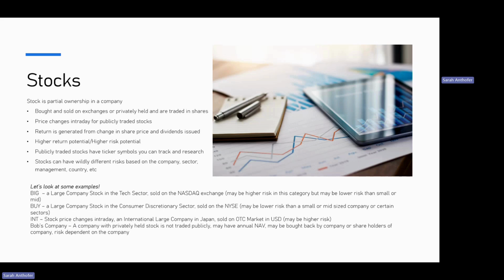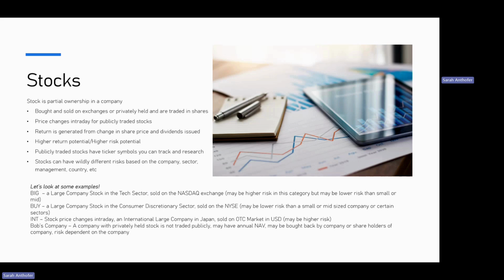Similarly, in the second example, we have BY, again, a fake company. This is a large company stock in the consumer discretionary sector. It's going to be sold on the New York Stock Exchange. It's probably going to be lower risk than a small or mid-sized company or certain sectors like the tech sector. The consumer discretionary might be lower risk.